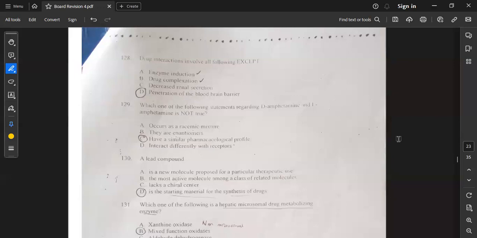I think drug complexation is describing what we are always saying with tetracyclines and fluoroquinolones complexing with ions, such as if you give tetracycline with an antacid. So I'd say that is another type of drug interaction. I agree with Felicia that penetration of the BBB is not a drug interaction.